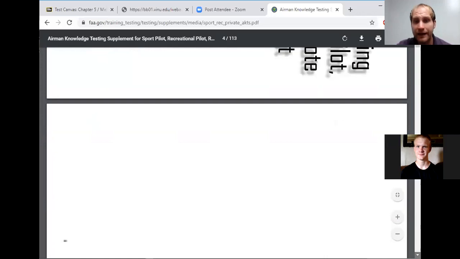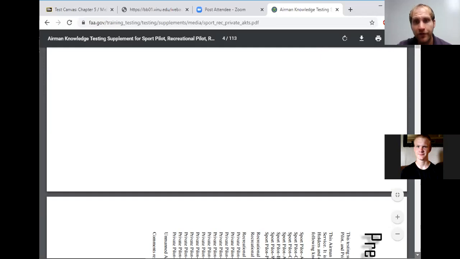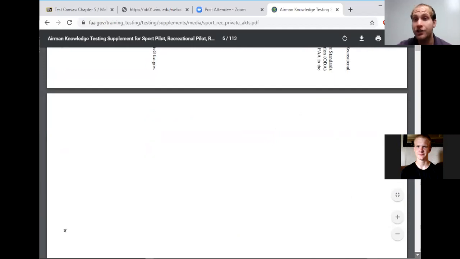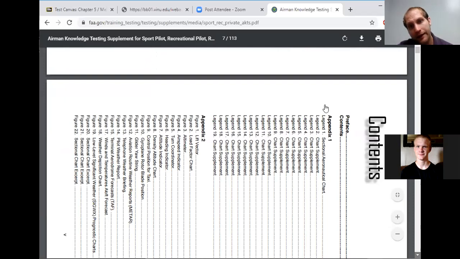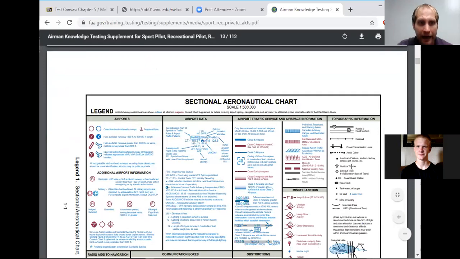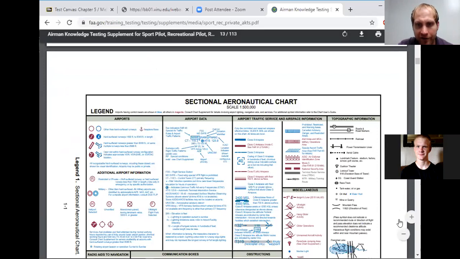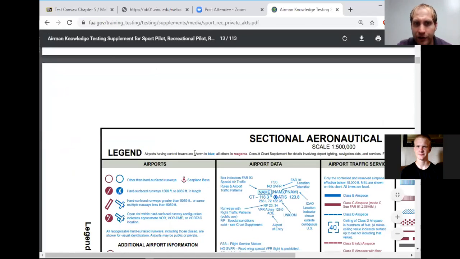So when you're taking the written exam, say that question was troubling you, you could find the legend that shows a sectional legend, and I can show you, just like we did in class before, how to find that. So here, Appendix 1, legend, sectional aeronautical chart. So that's legend. And here's the answer. Airports having control towers are shown in blue. All others are magenta. I know that's really small. I could try to zoom in if it works for us. There you go. Airports having control towers are shown in blue.